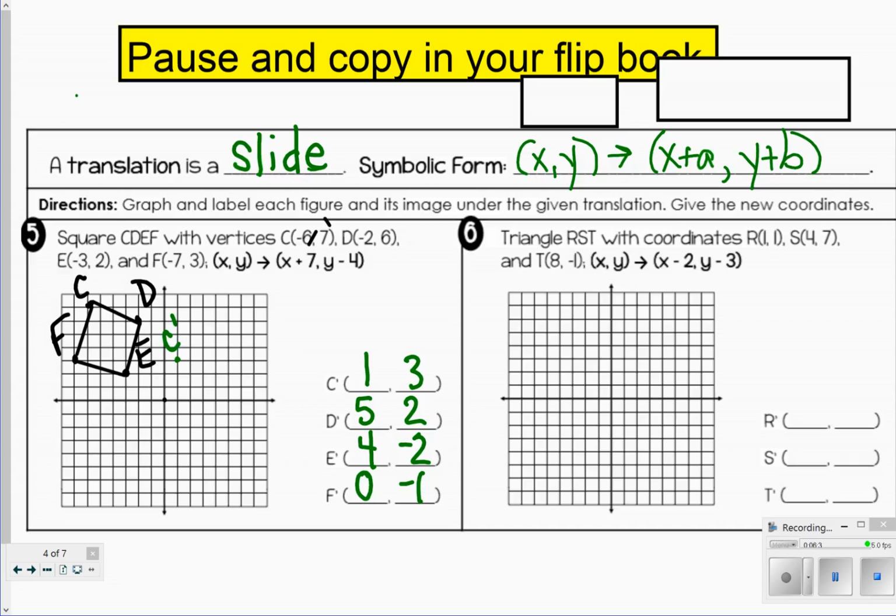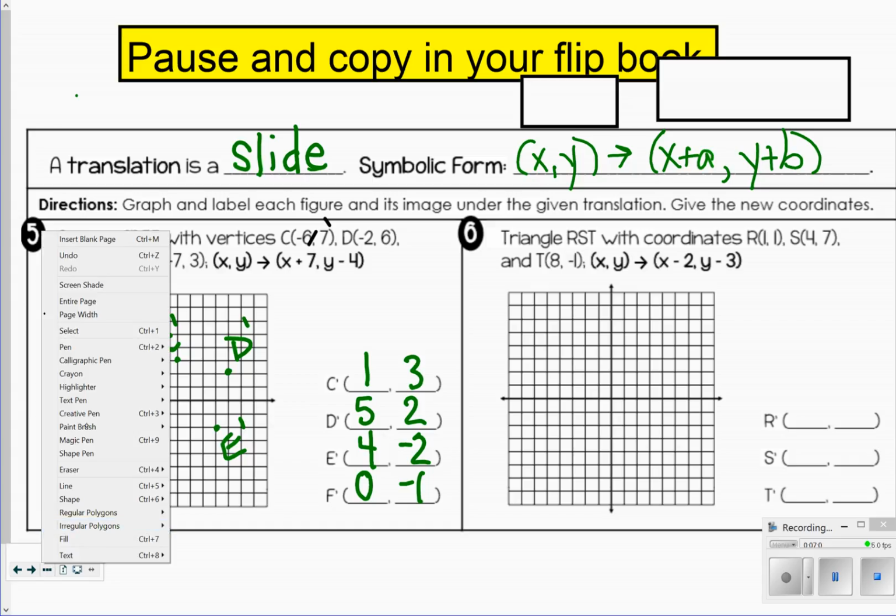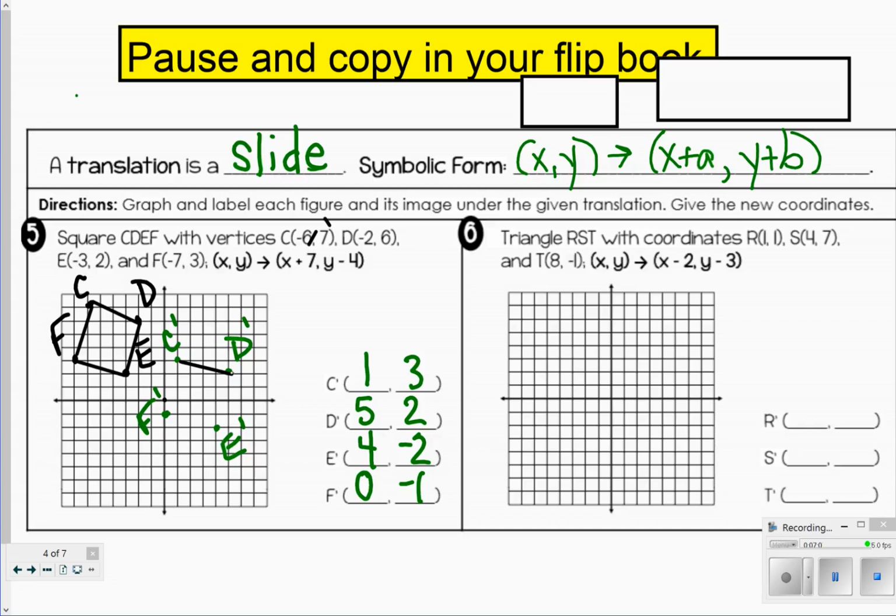this is C prime, and 5 and 2, and this is D prime, and 4, 1, 2, 3, 4, -2, 1, 2, we're going to put that there, and that's E prime, and 0, -1 down here, and that is F prime. And then again I want to go ahead and grab my lines to make it nice and straight. We'll see how straight it goes. There we go, and this is our image of the pre-image, which was over there.